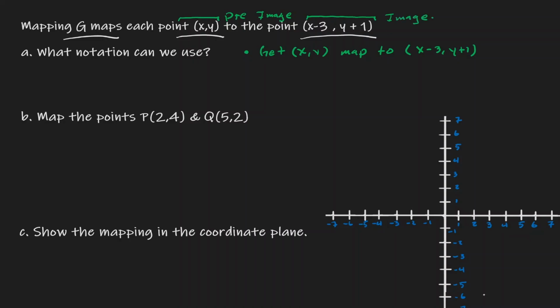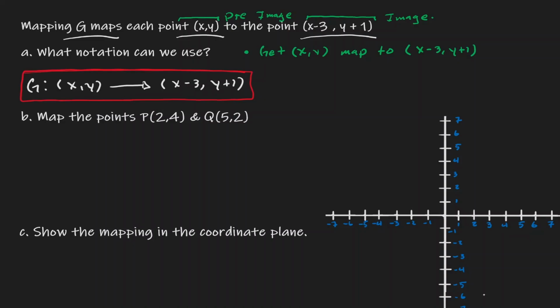So what notation can we use to illustrate this idea? Well, we can start by naming the map, which in this case is G. And then we're going to get the pre-image, which we already said was (x, y). And then we're going to draw an arrow to indicate where it's mapping. Now, we know that this is mapping to the location (x - 3, y + 1). This arrow implies the mapping. On the left-hand side, notice that we have the pre-image. And on the right-hand side, we have the image.